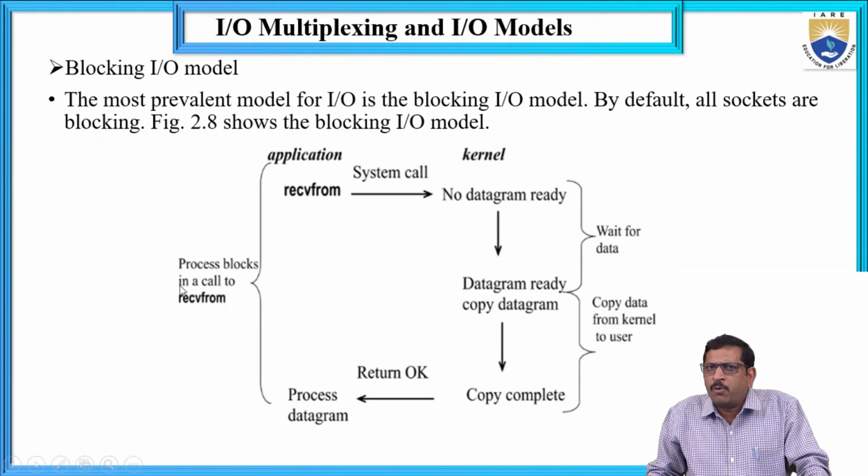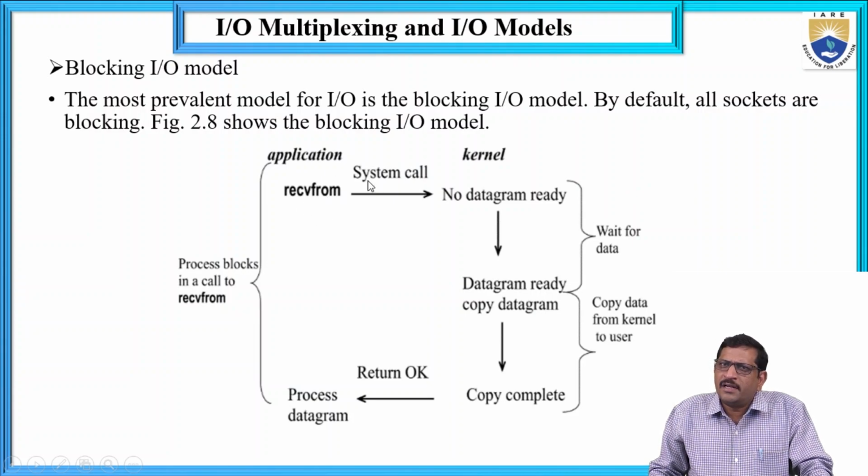This is the process that blocks in a call to receive from the client, whatever signals come from the system via the receive system call. The process blocks in a call to receive from. These are all the applications. A number of applications can be maintained at the client side, and one of the applications is the one requesting.